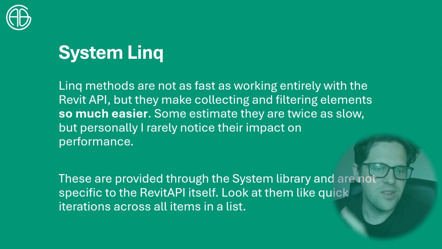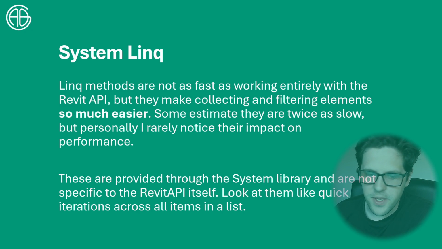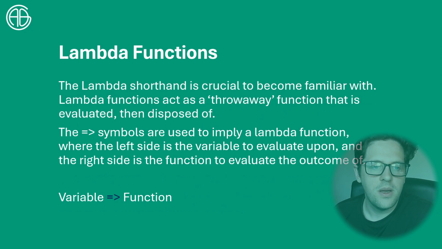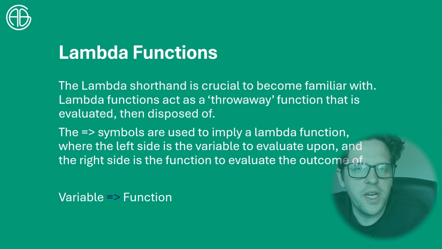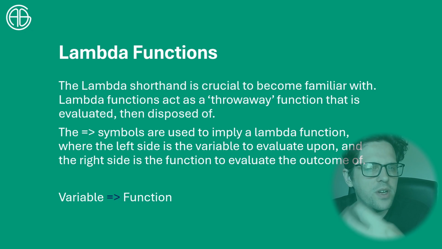But let's have a look at System Linq, which does come from the system library, so it's not actually from the Revit API, it's a C# specific thing. The first thing we need to recognize is a Lambda function. If you've used Python, you might be relatively familiar with the Lambda function, but in principle, you know how we've created those static classes and we've put little methods in them.